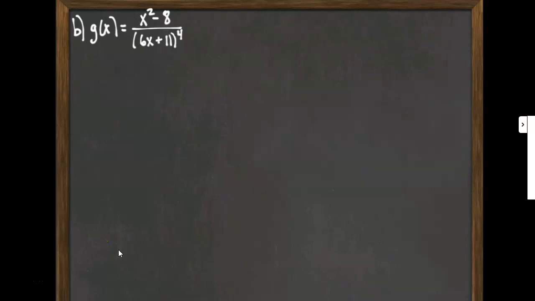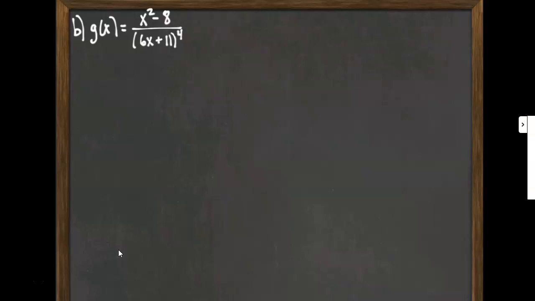Okay, in this example, we have a quotient, so we're going to need to use our quotient rule. We have a division problem. And we also have that 6x plus 11 to the fourth in the bottom there, which is a composite function. So we will have to use the chain rule.